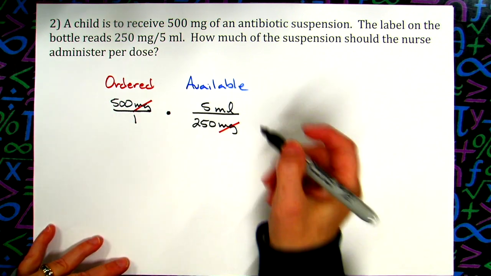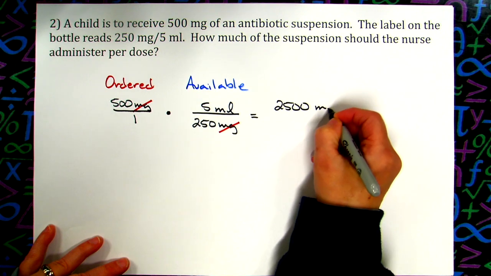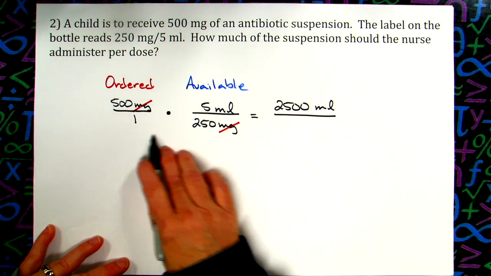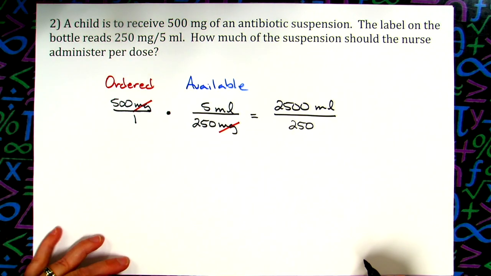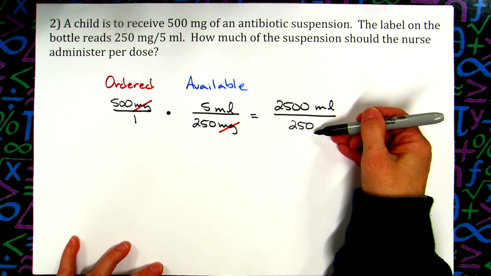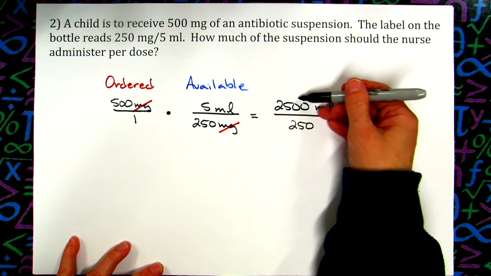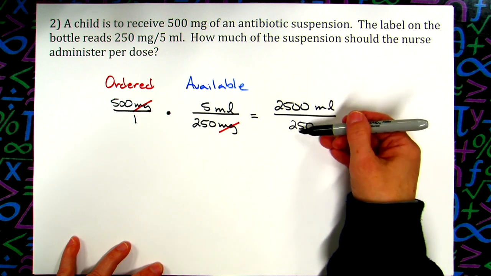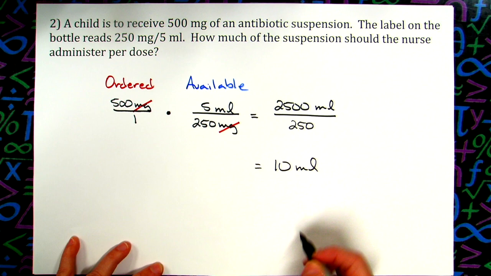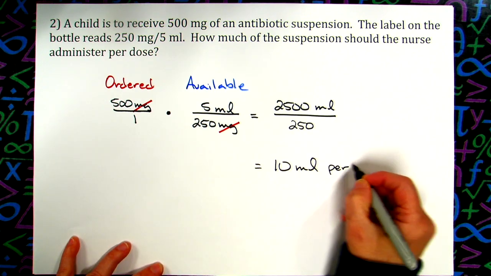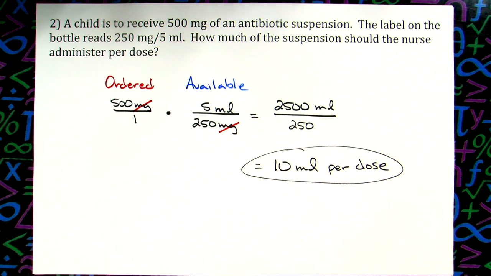That 500 times 5 is going to be 2,500 with the label of milliliters. Multiplying across the bottom, 250 times 1 will just give us 250. A quick grab of a calculator here. You can take 2,500 divided by 250, or you can do this probably pretty much in your head. Cross those zeros off, 250 divided by 25. That's going to be a nice little 10 milliliters. And it will be per dose. So every time that you give this medicine, it would be 10 milliliters per dose.